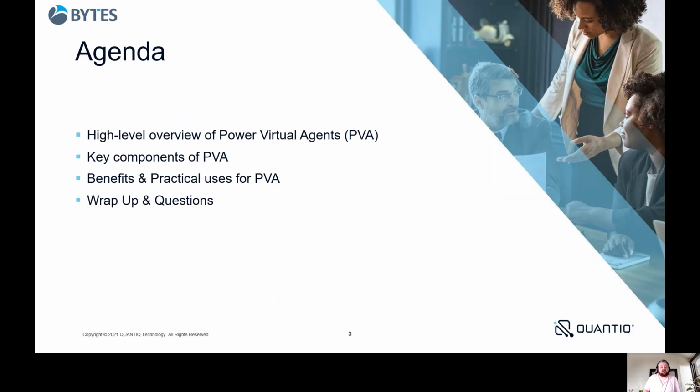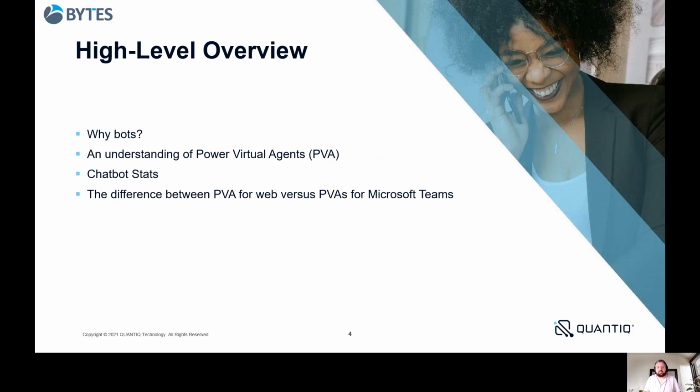The agenda for this session: we're going to have a high-level overview look at Power Virtual Agents, look at its key components, look at the benefits and practical uses for Power Virtual Agents, and then we'll wrap up and have some questions. So, a high-level overview then. We're going to look at why we are talking about bots now, a bit of an understanding about Power Virtual Agents, some chatbot statistics, and the important differences between Power Virtual Agents for web versus Power Virtual Agents for Teams.